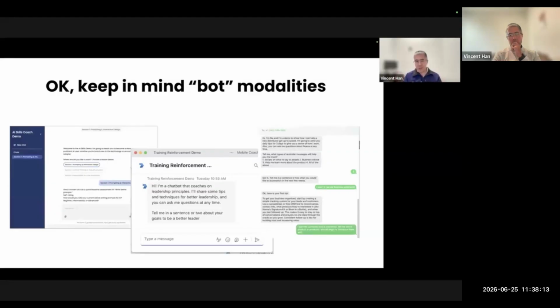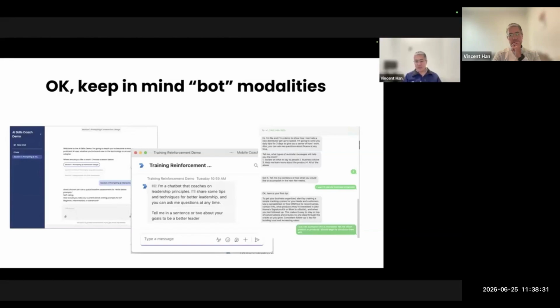So on the screen here, there are screenshots of a web-based chatbot, something that you'd be accustomed to, but also a bot on Teams and an SMS bot. Bots on Teams and SMS can be different in that they can proactively message you first.